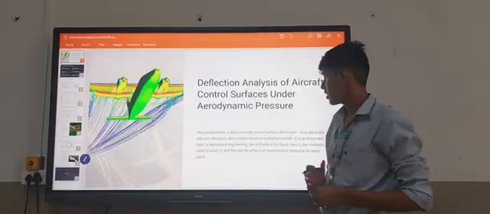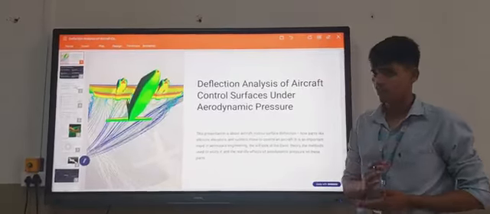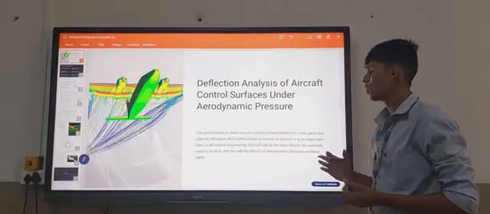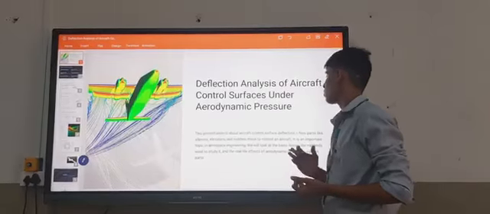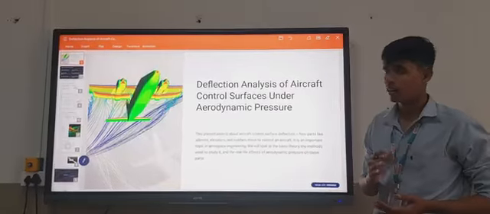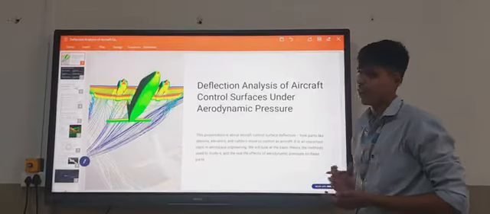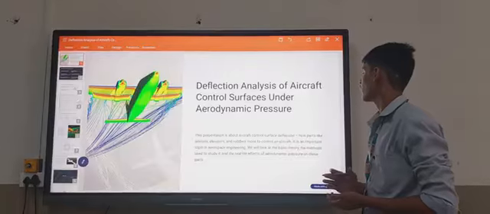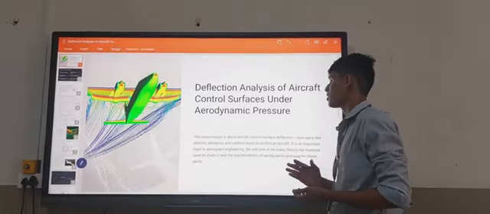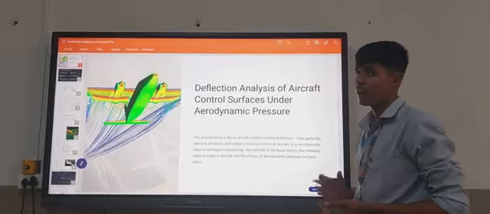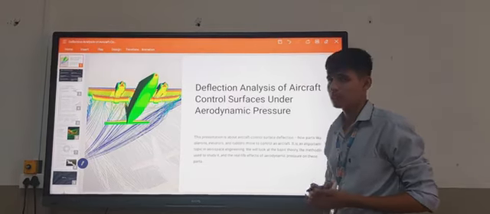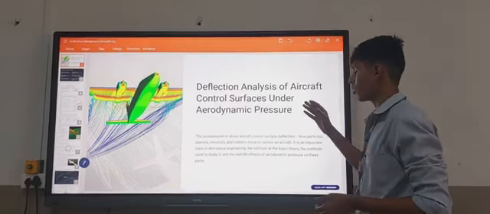This presentation is about aircraft control surfaces deflection, how parts like ailerons, elevators and rudder move to control an aircraft. It is an important topic in aerospace engineering and aeronautical engineering. We will look at the basic theory, the method used in the study, and its real life application, the real life effect that depends on the control surfaces.